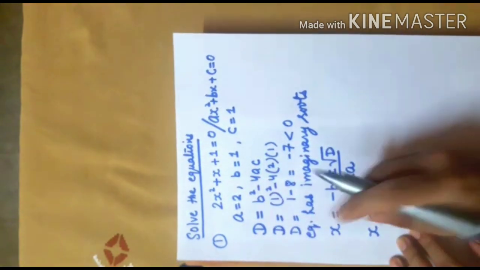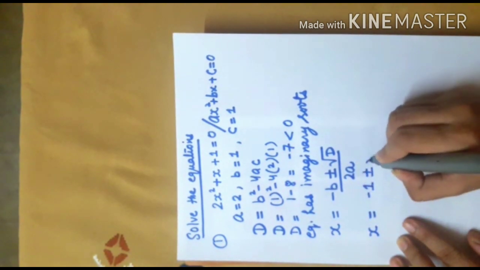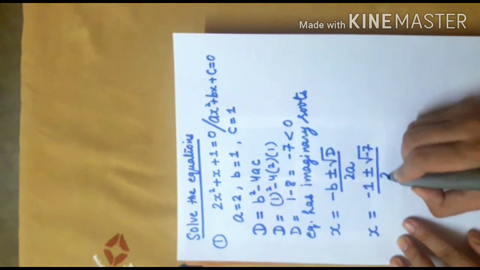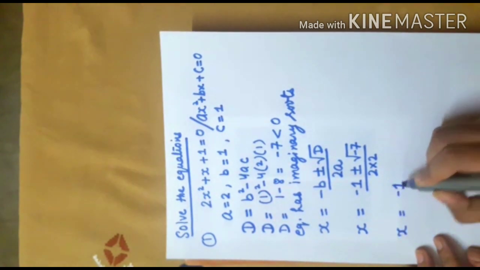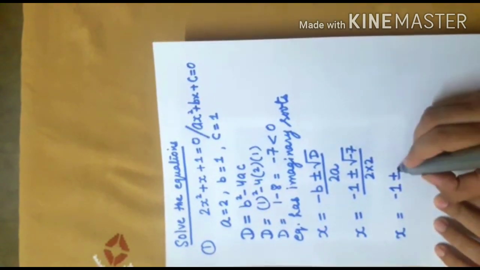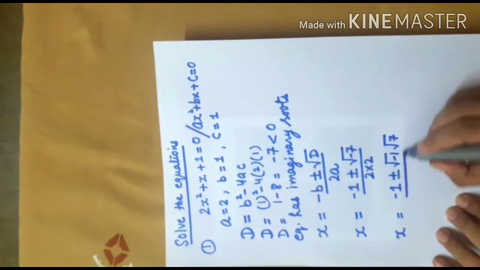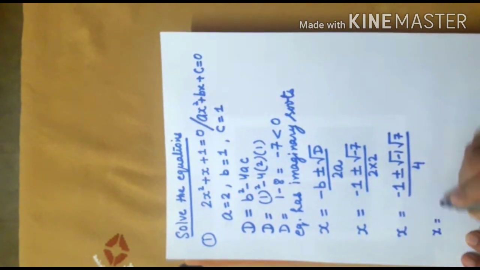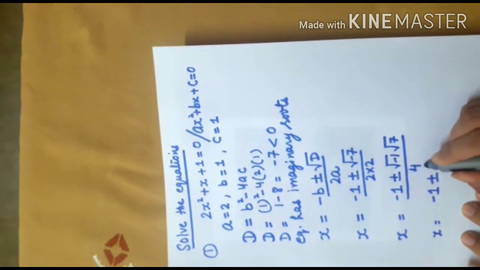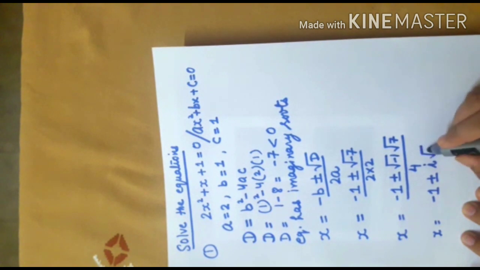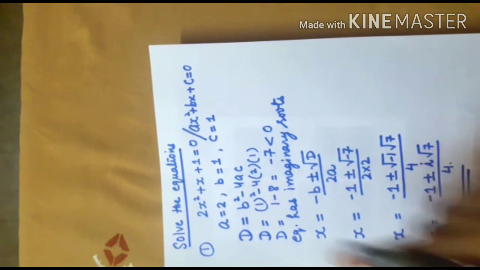x is the variable. So I'll be getting the values of x. Minus b, so it's negative 1 plus minus square root of minus 7 over 2a, that is 2 into 2. So from here x will be minus 1 plus minus square root of minus 1 into square root of 7 over 4. This is negative 1 plus minus, yes, square root of minus 1 is denoted by iota, root 7 over 4. So these are the two roots of this equation.